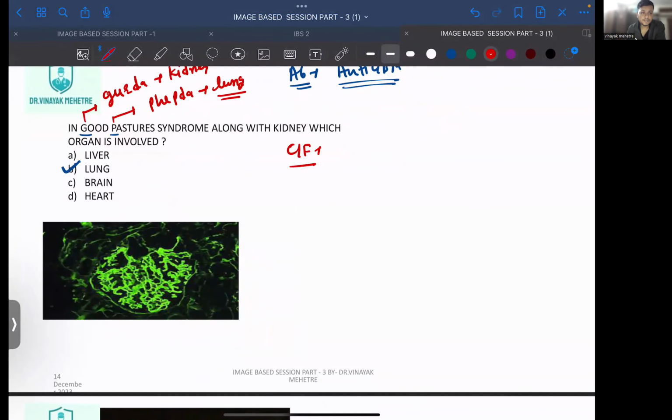See, there's a trick. There are two diseases which sound similar. What are we getting in URTI? Upper respiratory tract infection: rhinitis, sinusitis, and sore throat infection. But what is the clinical feature of LRTI, lower respiratory tract infection? Lower respiratory tract infection is going to present with hemoptysis.